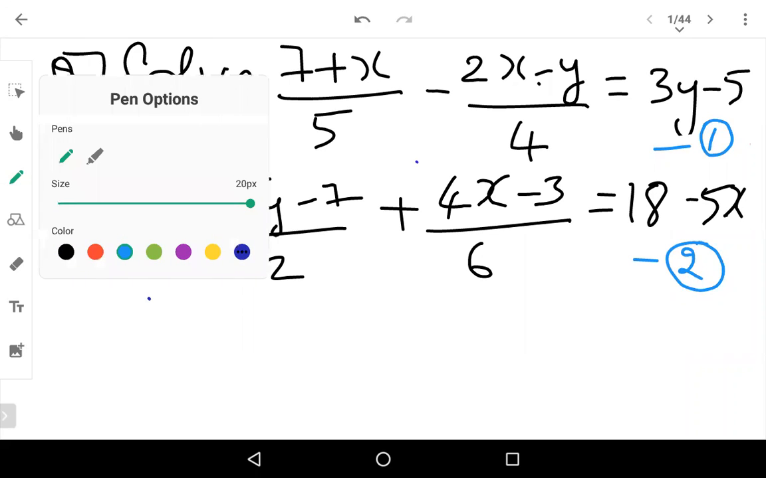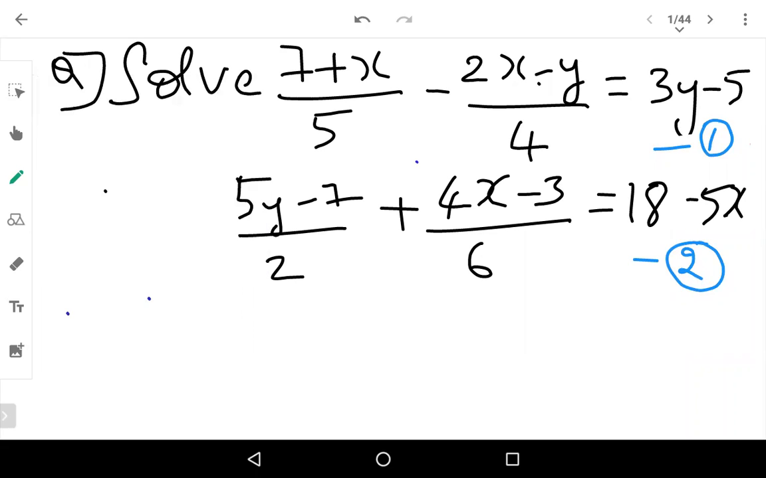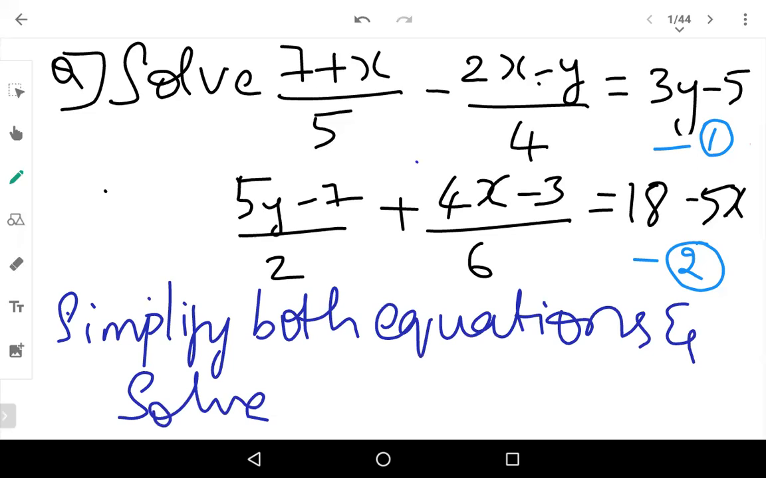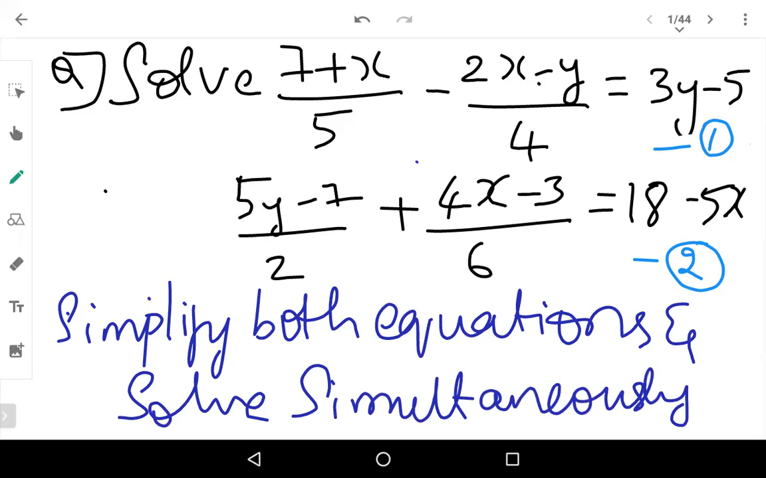First, we will consider one equation after the other. Simplify both equations and solve simultaneously. This is what we are supposed to do. So let us take one equation after the other and we will solve it.